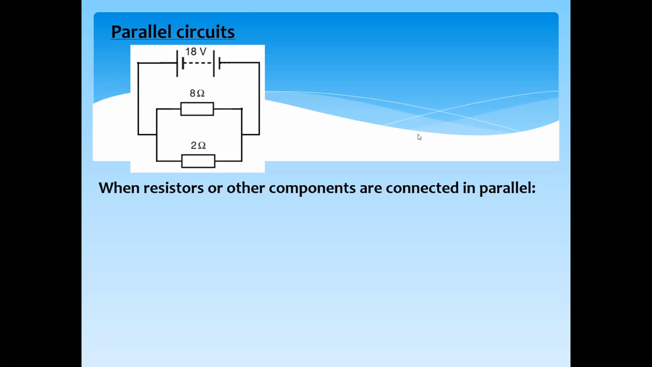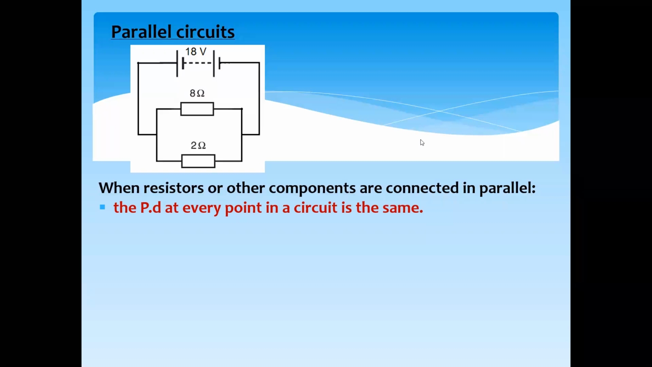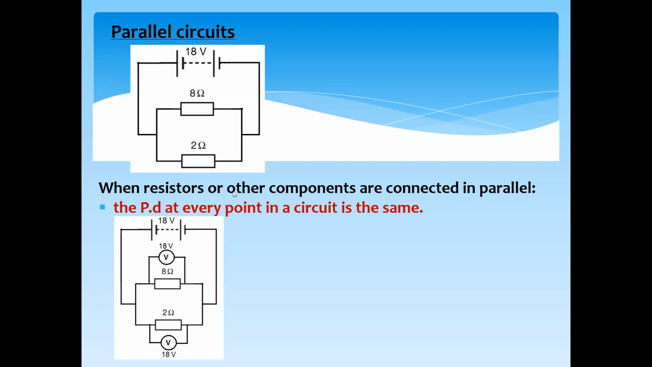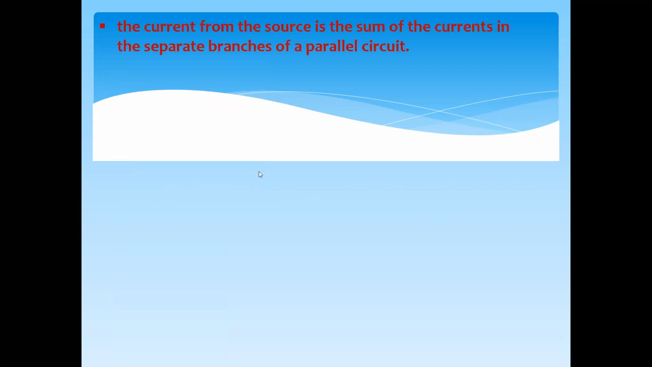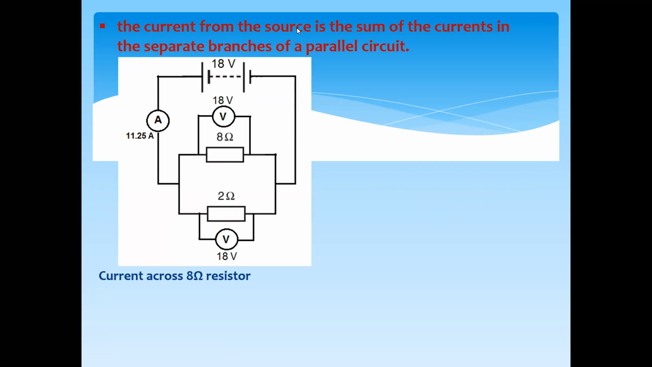So when resistors or other components are connected in parallel, at every point the potential difference, or voltage, will be the same. So you can see if it's an 18-volt supply, both will receive 18. But how much is the current? The total current will be equal to the sum of the currents passing through the individual branches. So for example, what is the current here? How can I find the current?